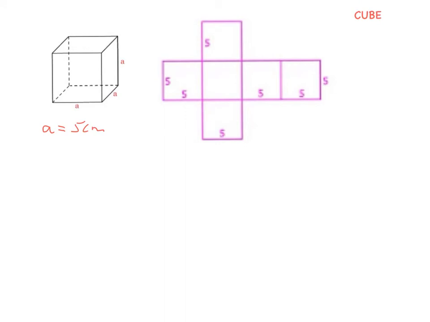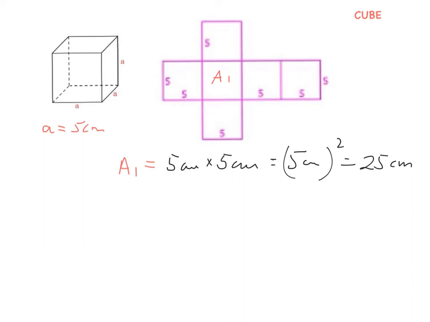And here we just need to find one area and then multiply it by 6. So let's have it A1. So A1 is, this is the square, so 5 by 5, or we can write it down as 5 to the power of 2, so we can have 5 centimeters multiplied by 5 centimeters, or 5 centimeters to the power of 2, and this is 25 centimeters squared. So surface area is 6 multiplied by 25, because we have 6 exactly the same faces, okay? So 6 multiplied by 25 centimeters squared.